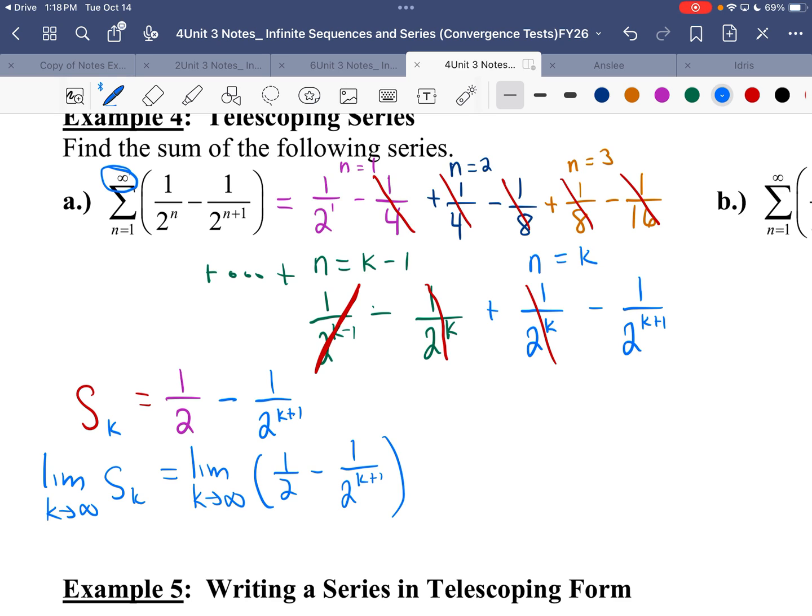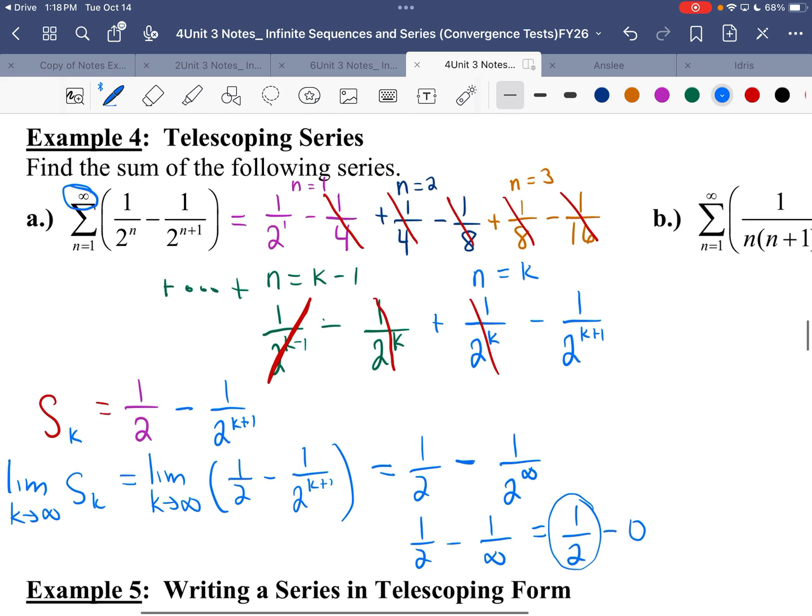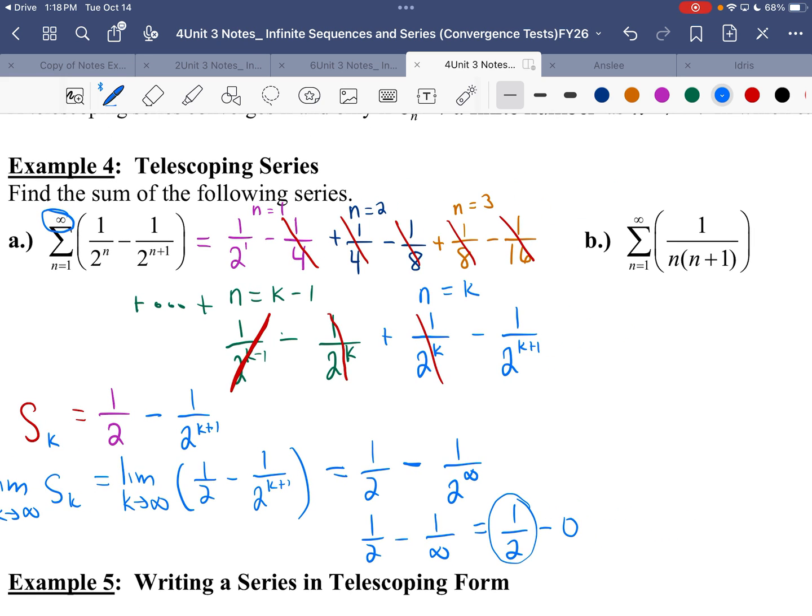First term versus second term, which part is the limit actually affecting? The second term. So we have 1 over 2 minus 1 over 2 to the infinity. What's 2 to the infinity equal to? Infinity. And then it would be 1 over infinity, which is 0. You were skipping steps. So this converges to 1/2. Yes. You get just 1/2 for the S_k.